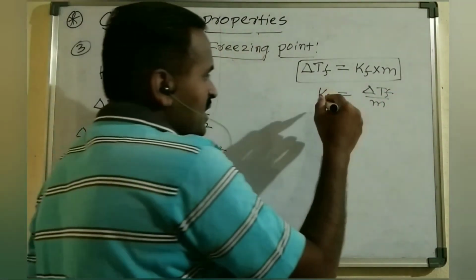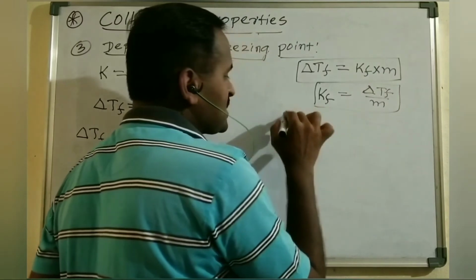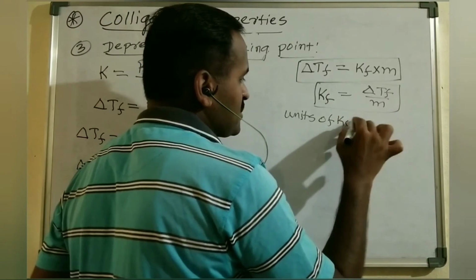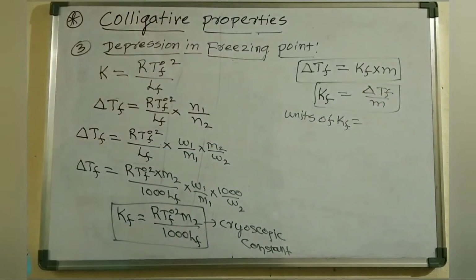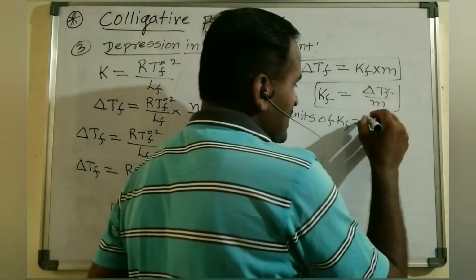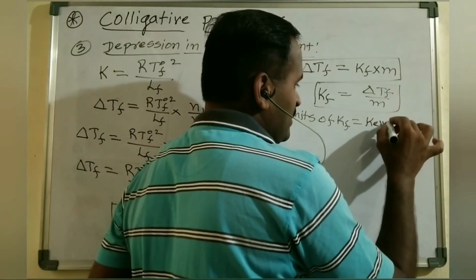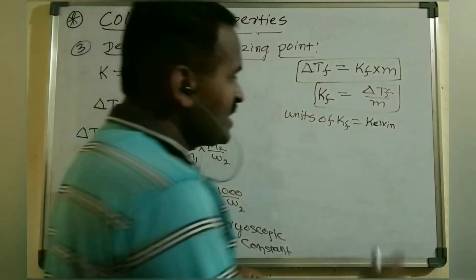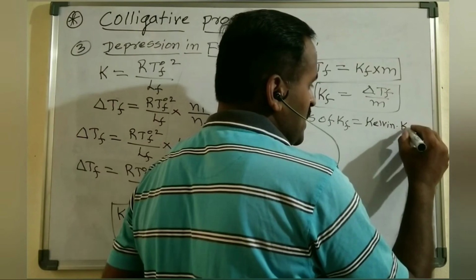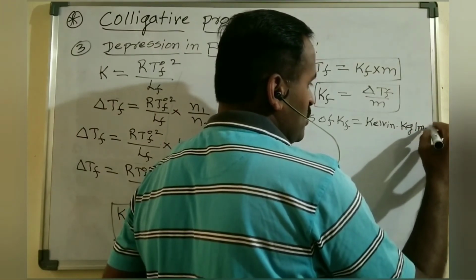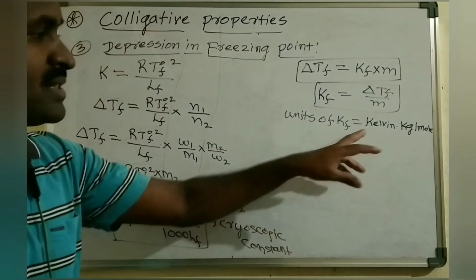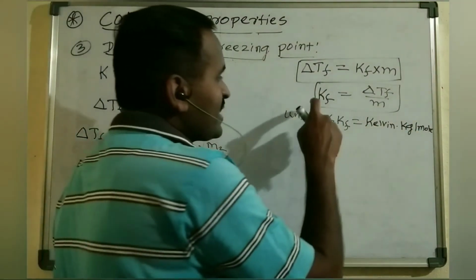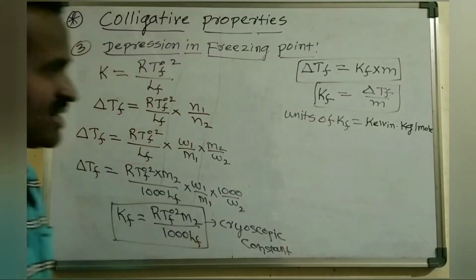Now we can write the units of KF. Units of KF equals delta TF, a temperature difference, which we always write in Kelvin, divided by molality. The units of molality are moles per kg, and that kg will come to the numerator. So the units of KF are Kelvin kg per mole, the units of the cryoscopic constant or the molar depression constant.